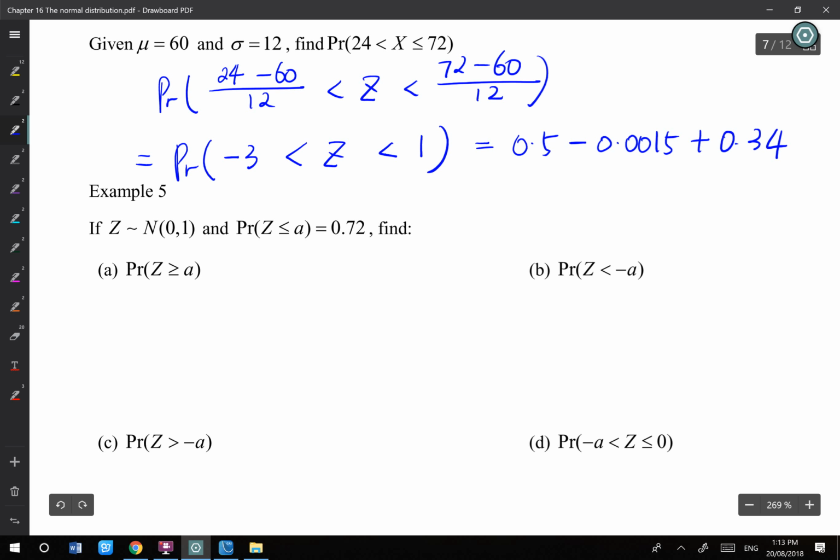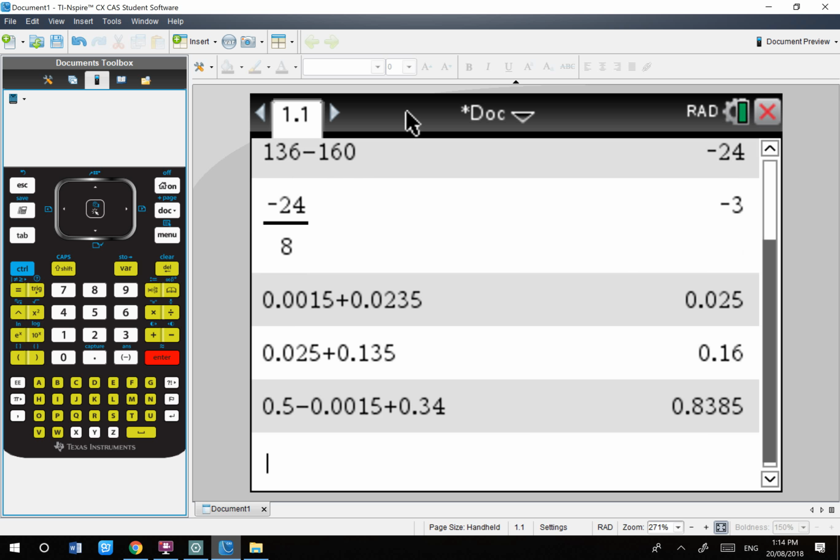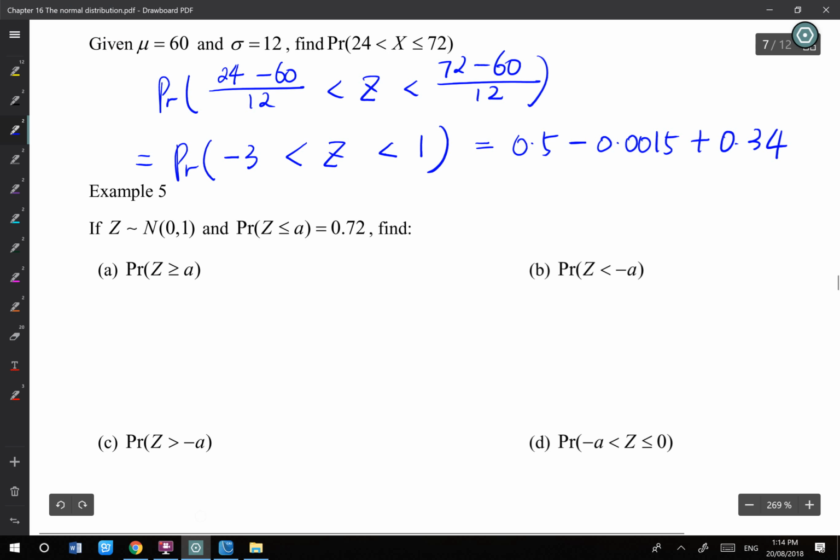On the left hand side of 0, I'm only missing the last bit because it starts from minus 3. So I don't have the 0.0015 part. And then until 1, so 0 to 1 is another 0.34. So I will add that part on. Well, there's multiple ways. Or you can just add them one by one. That will work as well. So 0.5 minus 0.005 plus 0.34. What I have is 0.8385.